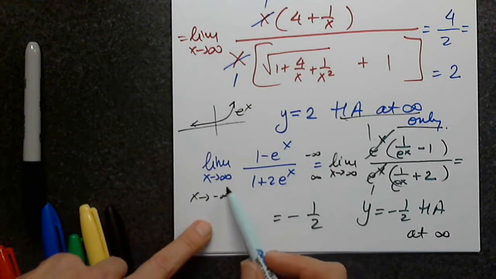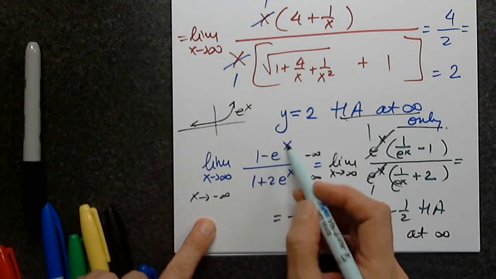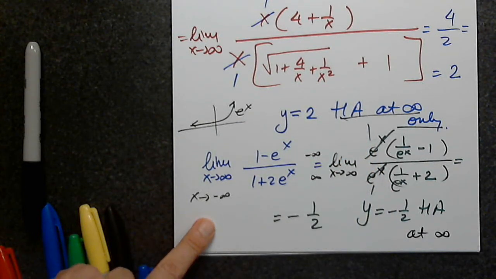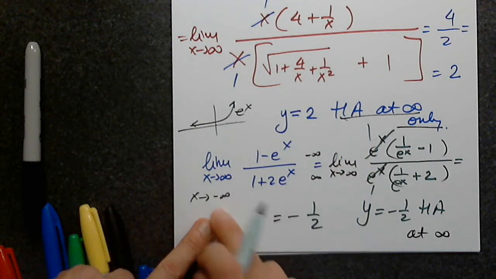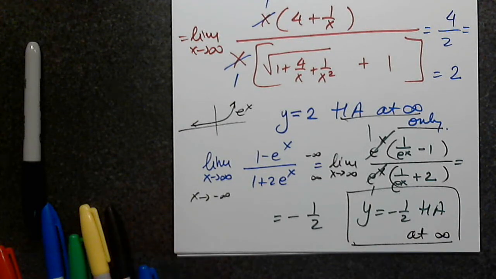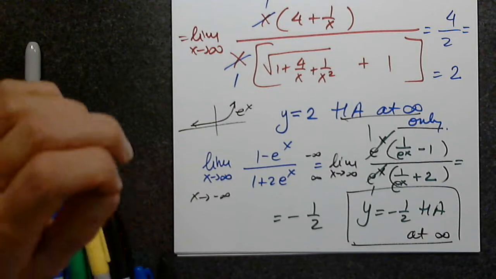So if x approaches negative infinity, this will approach 0, this will approach 0, and I get 1 over 1, which is a horizontal asymptote, which is 1 at negative infinity. So I do have to write this. So we should just always write x, because it will never be wrong.